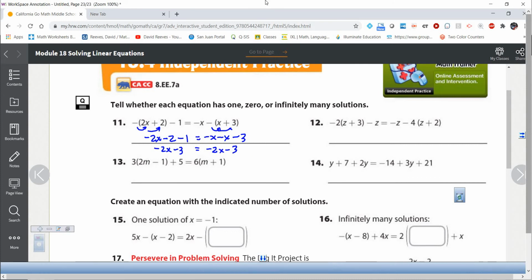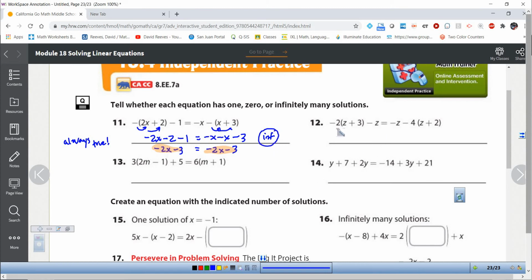Let's take a look at the left-hand side. The left-hand side is negative 2x minus 3. The right-hand side is negative 2x minus 3. So what is true about this equation? This equation is always true. And if it's always true, then it has what? Infinitely many solutions.